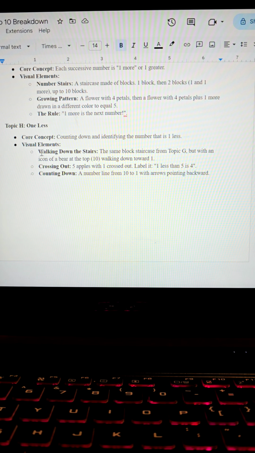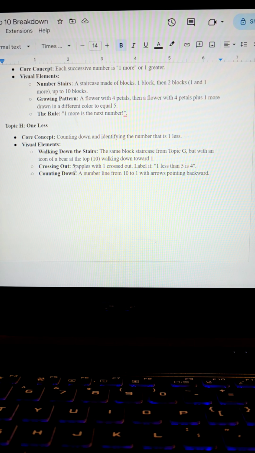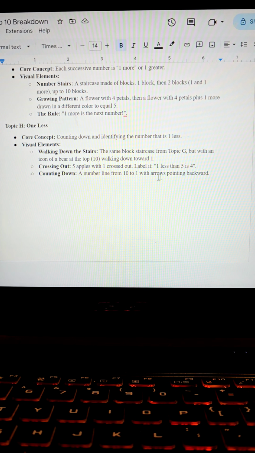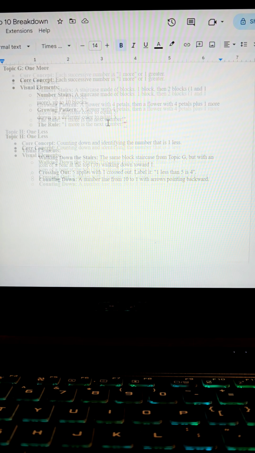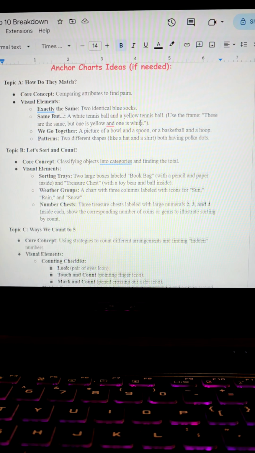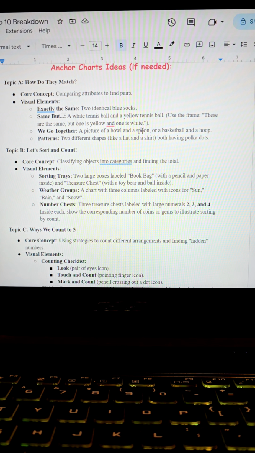And then down here, the same block staircase, but with an icon of a bear on top, walking down toward 1. 5 apples with 1 crossed out, label it 1 less than 5 is 4, and counting down with arrows pointing backwards. So those are some examples of some anchor charts for module 1.